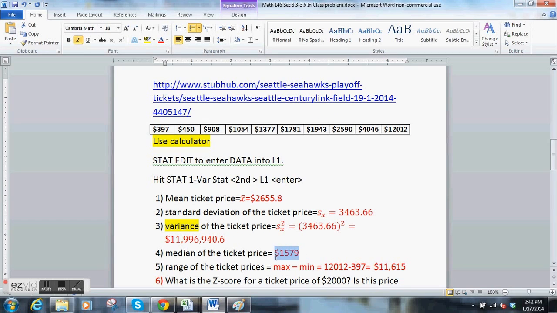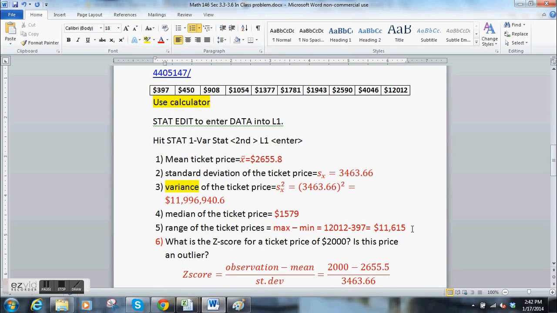The median ticket price, your calculator also gives you the median, is 1,579. In this case, did I put these numbers in order? Yes, I did. That was clever of me. 1, 2, 3, 4, 5, 6, 7, 8, 9, 10. The median is going to be right here. The number that splits it is going to be right between 1377 and 1781. So the median is 1,579.